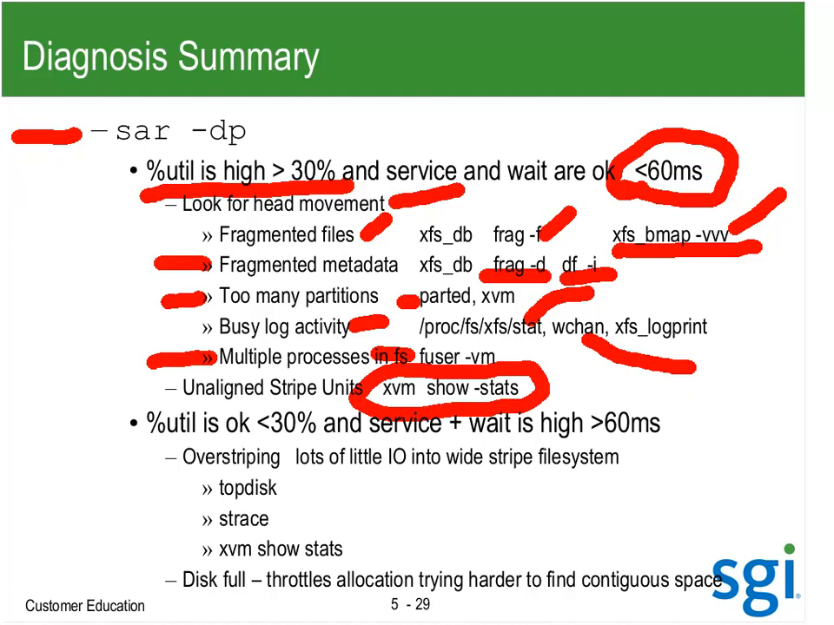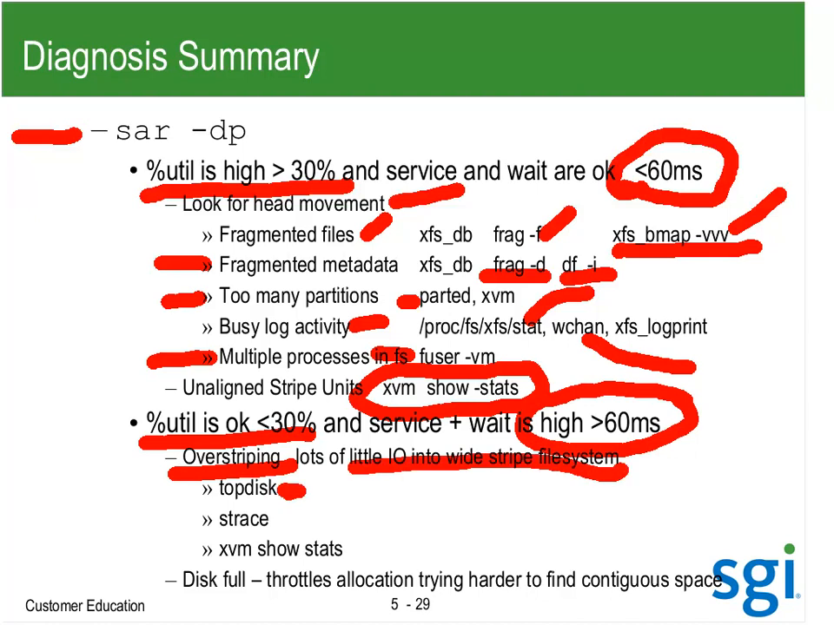Now, the other end of the spectrum, if my drive is not busy, but my service plus wait is high, then I look for what I call overstriping. Lots of little IOs into a wide stripe file system. So with top disk, strace, and XVM statistics, I can see how well I'm spreading my IO across the individual drives.